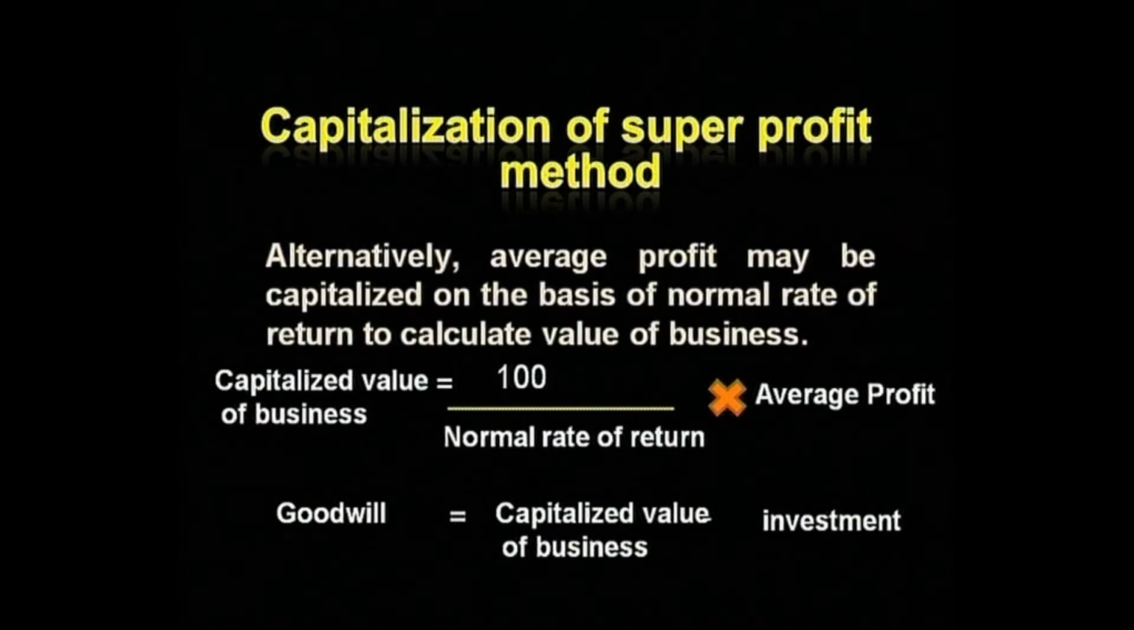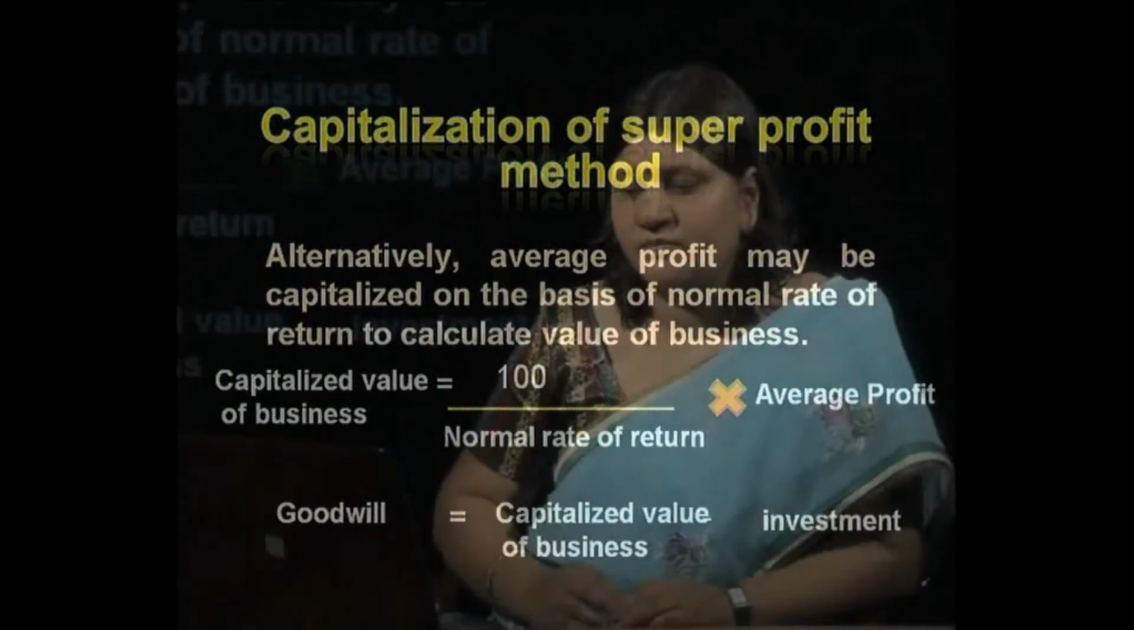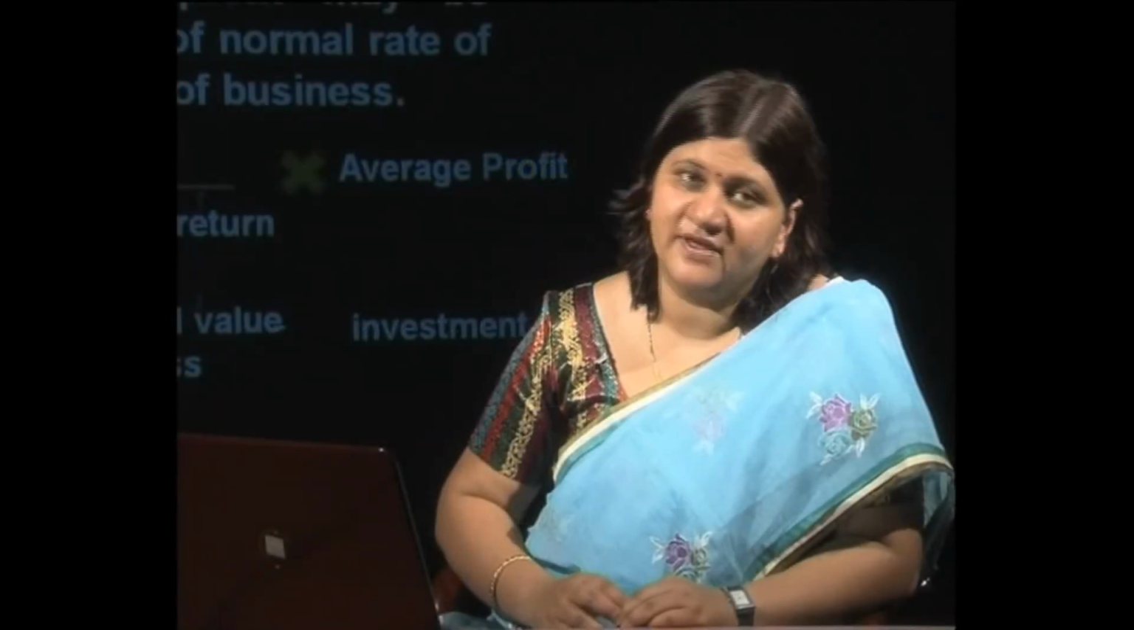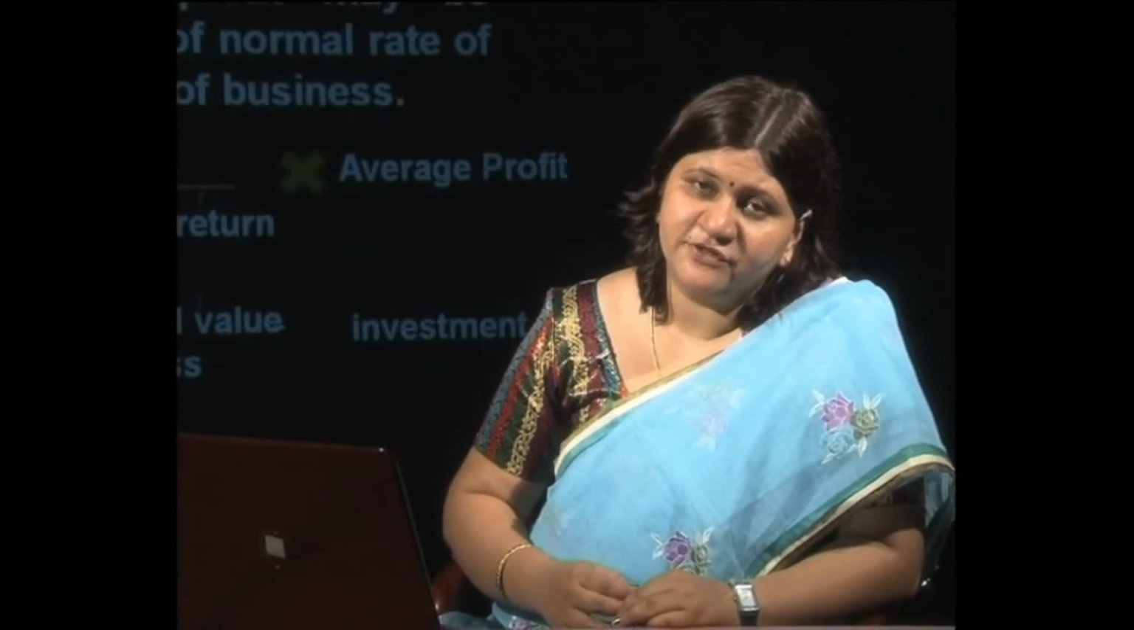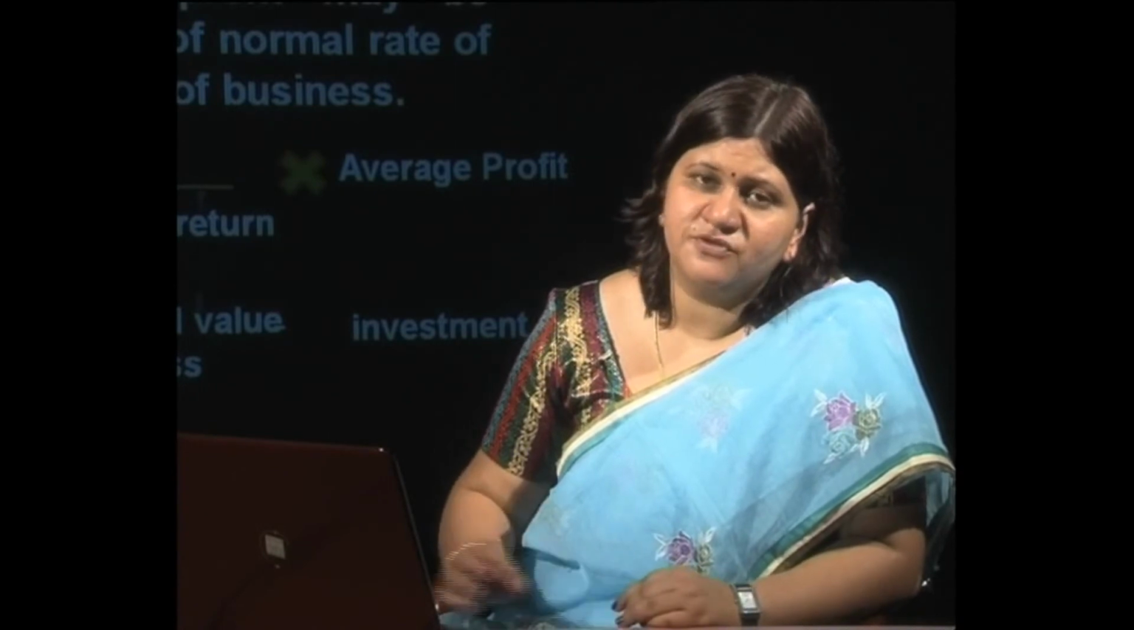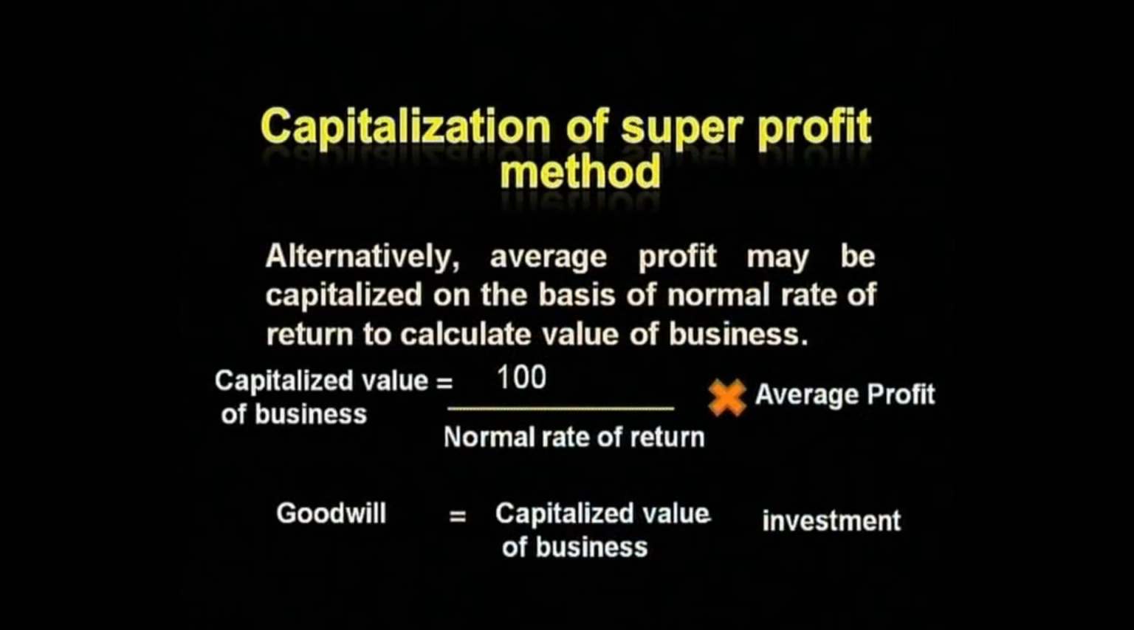Under it, what happens is that average profits may be capitalized on the basis of the normal rate of return to calculate the value of business. When we are going to value the business, rather than going for super profits, what we are going to capitalize is the average profit. So here there is a change in the formula. First of all, the capitalized value of the business is ascertained, and the difference of the capitalized value and that of the investment would be the value of goodwill.